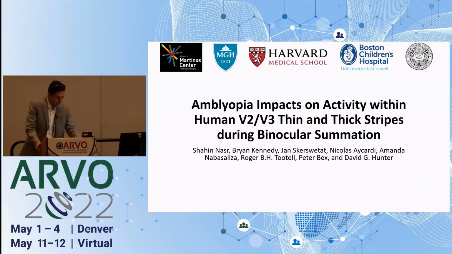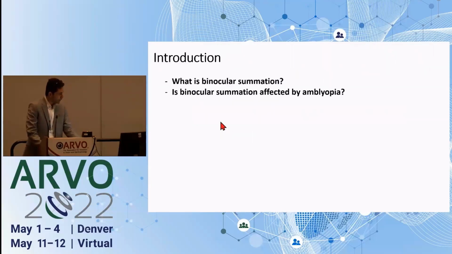So thanks a lot, everyone, and thanks for attending this talk. I'm going to talk about impacts of amblyopia on the function of V2, V3, thin and thick stripes during binocular summation. I have no relationship to disclose.